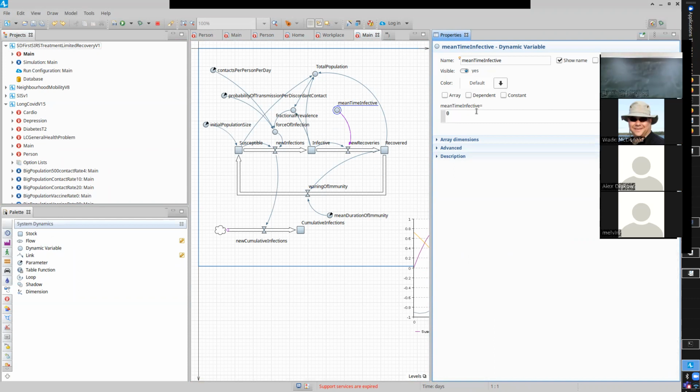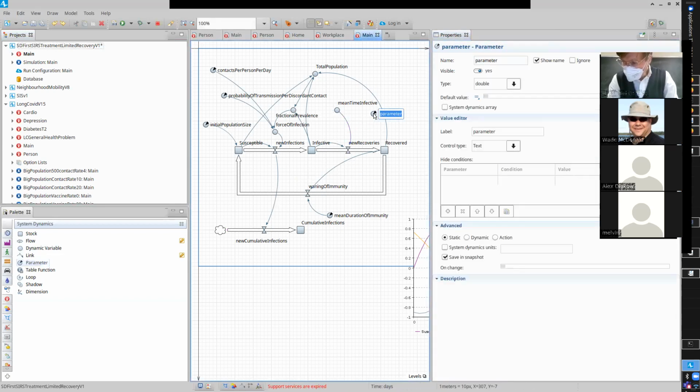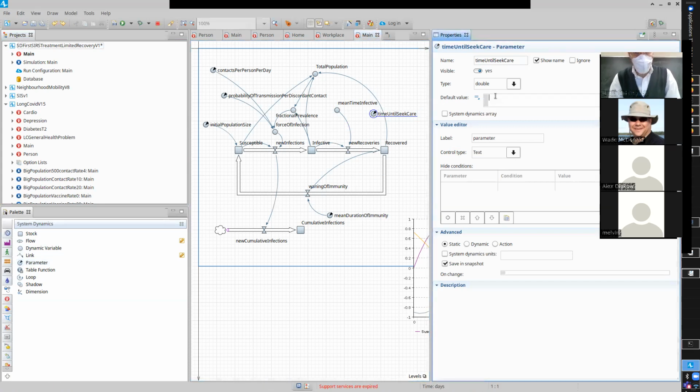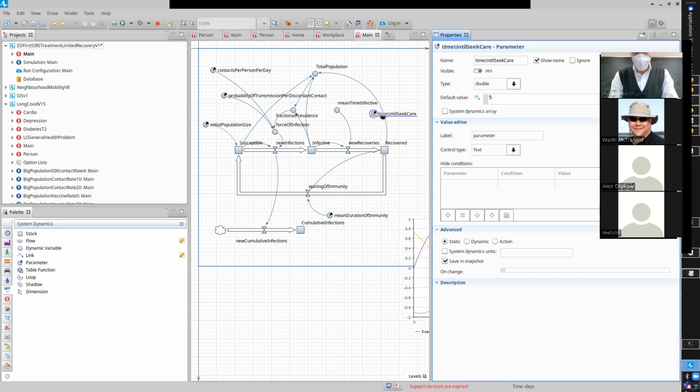And initially, the value of this dynamic variable will be given by a simple parameter. That parameter we're going to introduce here is going to be called time until seek care. Does anyone remember what the time units of this model are? Days. Yeah, the time unit of this model is days. It's going to be 5 days. Okay. Great.